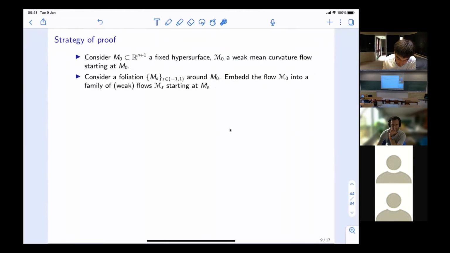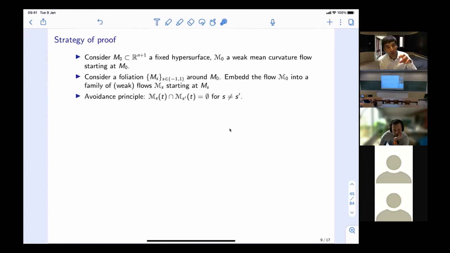Now what we do is embed M0 into a foliation. I'll just take equidistant surfaces, a small tubular neighborhood which we foliate by equidistant surfaces. We parameterize these equidistant surfaces by a parameter S. Okay. Now we can let all these surfaces MS flow by mean curvature flow, and so we get these weak flows MS starting at this initial data. Okay. Now what do we know? We know by the avoidance principle that these weak flows still have to avoid each other. So we get more or less a foliation of flows around our initial flow. So we can foliate the whole neighborhood.